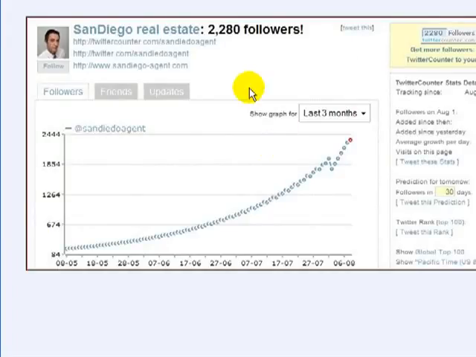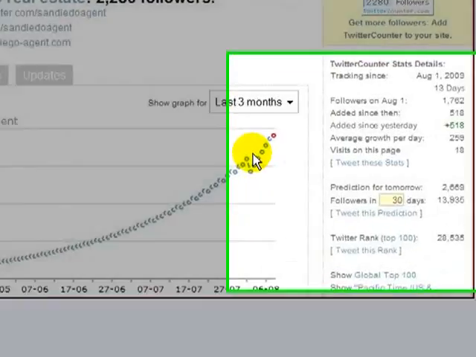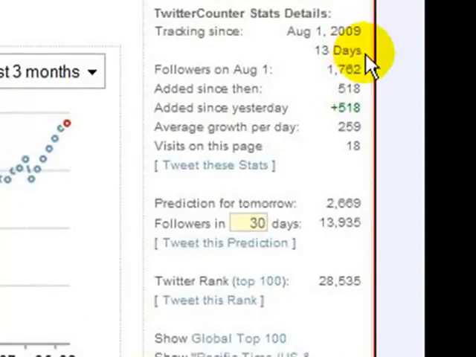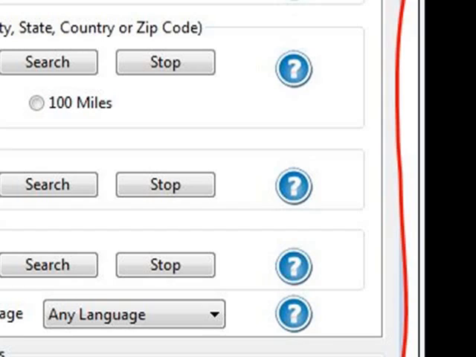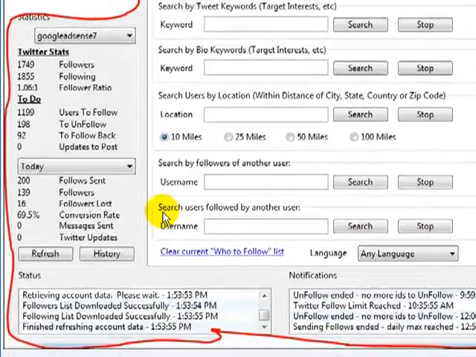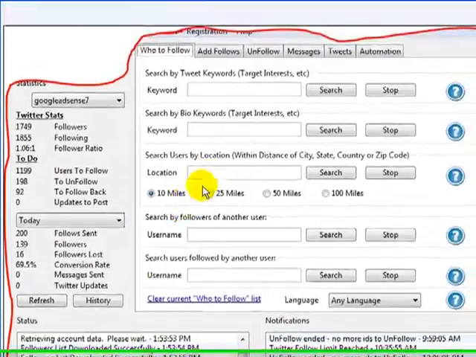Now let's take a look over here. Here you can see a graph, again, how his followers have been increasing here. And right over here you can see that his average growth rate was 259 followers per day, and they expected at that rate in 30 days he'd have over 13,000 followers. Again, they're directed followers, and that's what we're going to talk about here with this piece of software that kind of automates the whole process, runs in the background. You set it up and pretty much forget about it.